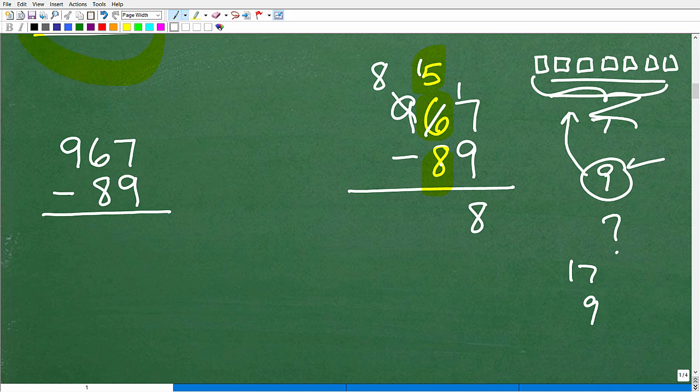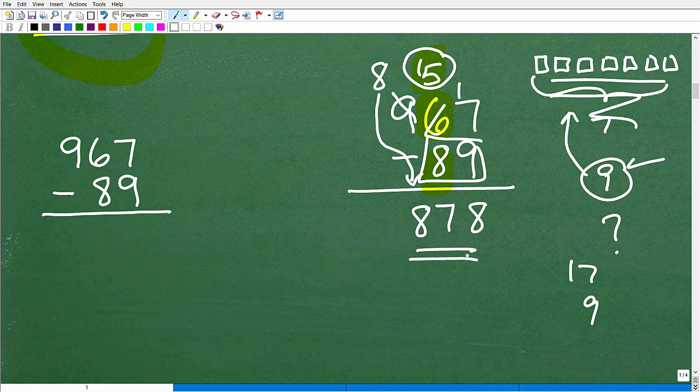Okay, so can I take away 8 from 15? Yes, I can. All right, so what's that answer? That will be 7. Okay, so 15 minus 8 is 7. Now, what's left here? I just have nothing left, right? Because I already did my little subtraction with these 2 digits. So that little 8 is just going to plop right down right there. So my answer is 878.